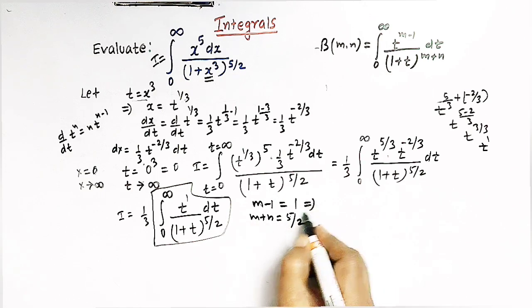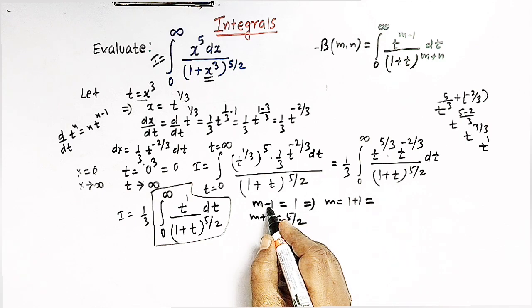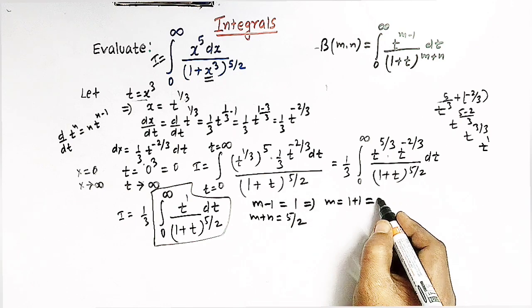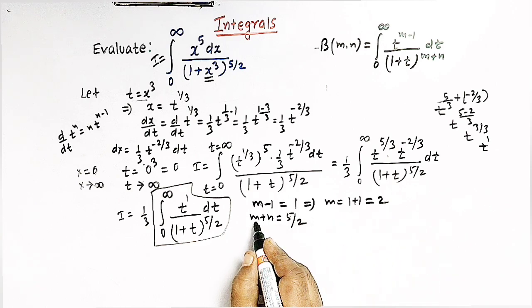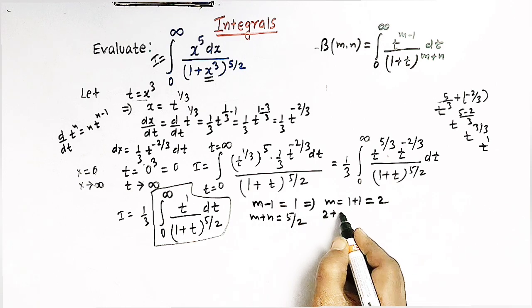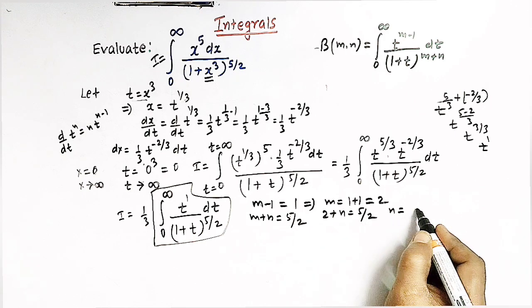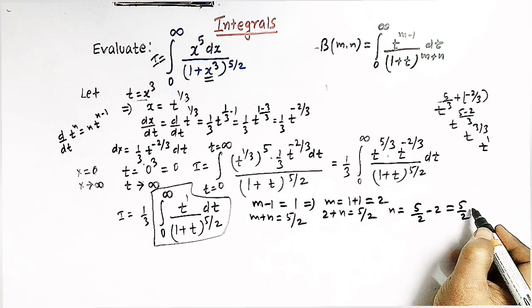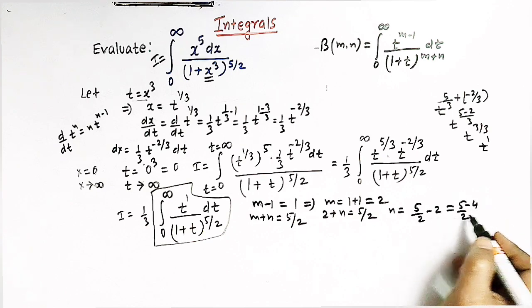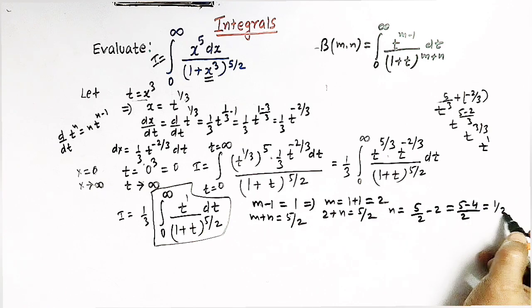So let us solve this equation. We have m is equal to 1 plus 1, taking minus 1 to the right hand side. So we have 2, and then taking m is equal to 2 in this equation, we have 2 plus n is equal to 5 over 2. So n is 5 over 2 minus 2, that is 5 over 2, this is 4, and 5 minus 4 is 1. So we have 1 over 2.